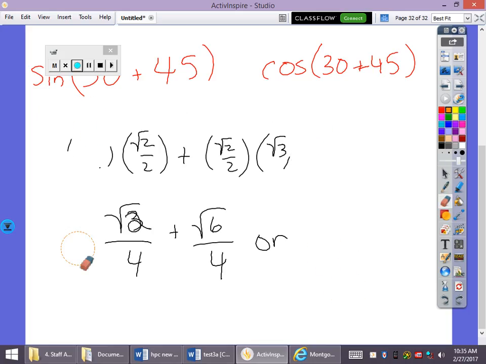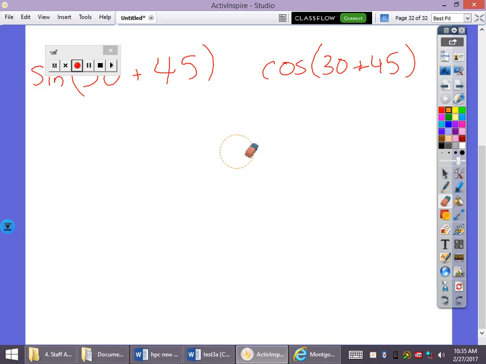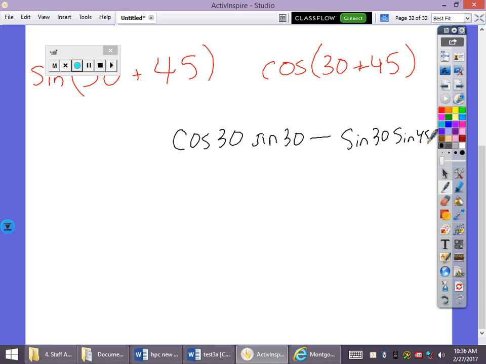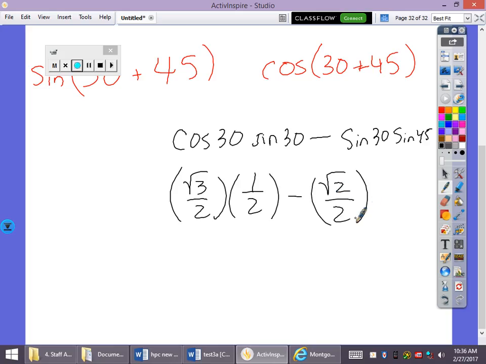And moving on to cosine. I need to clear some space. So cosine is cosine of 30 times the cosine of 45 minus the sine of 30 times the sine of 45. Well, I already did those in the previous problem. The cosine of 30 is the square root of 3 over 2 times the sine of 30, which is 1/2, minus the square root of 2 over 2. Oh, wait, I messed up. This should have been the cosine of 45. Sorry, I wrote the formula too fast. So that should be the square root of 2 over 2.